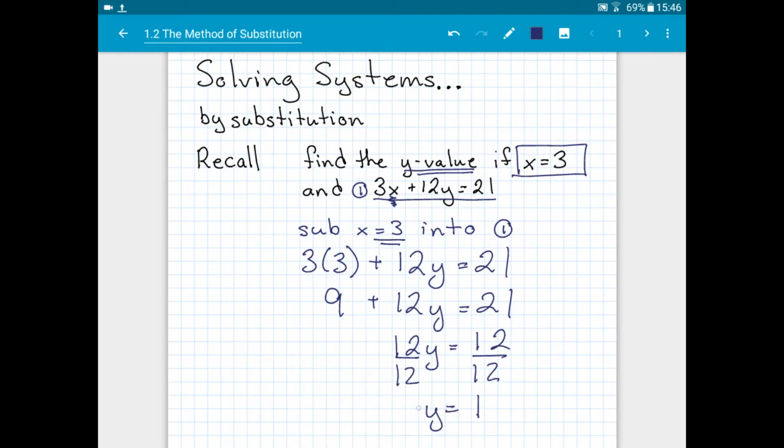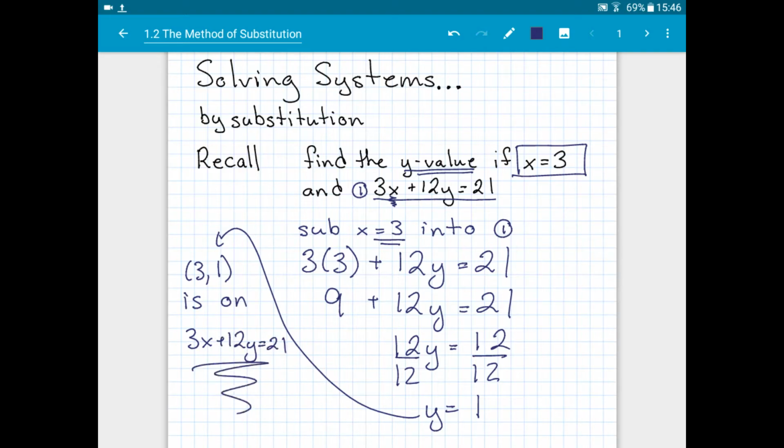So what we know is that (3, 1) is on the line 3x plus 12y equals 21. So that's what you can conclude from doing that. Now we're going to extend that to the idea of solving systems. We're looking for a point that's not only on one of the lines, but on both of those lines.